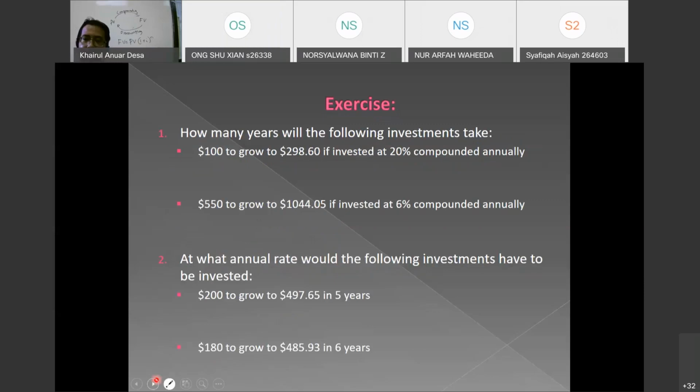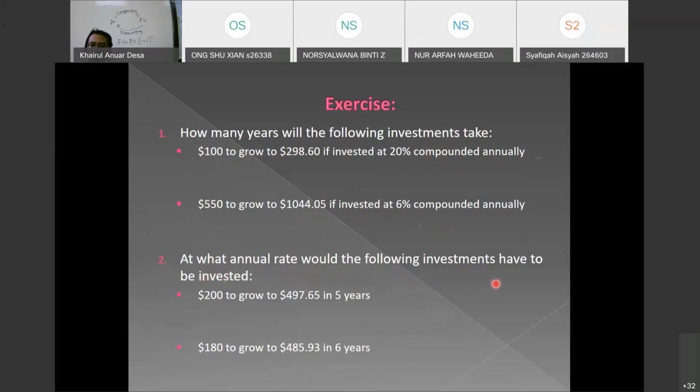Okay, just do the exercise. Saya akan panggil nama kejap lagi dan tolong jawab ya. How many years will the following investments take? 100 to go to 298.60 invested at 20% compounded annually. Nampak ni compounded annually. 550 to grow to 1044.05 invested at 6% compounded annually.